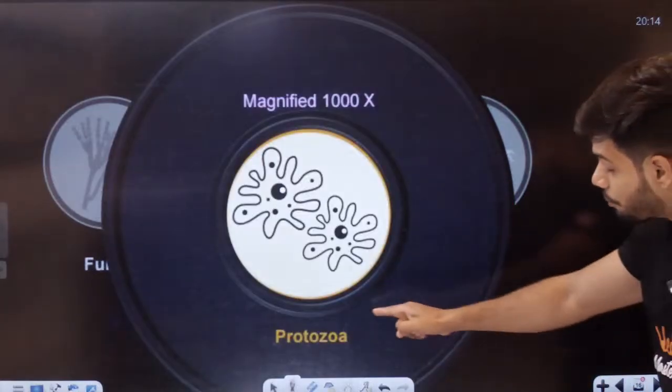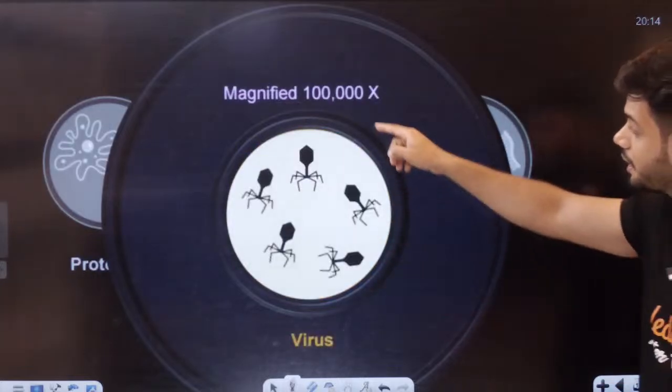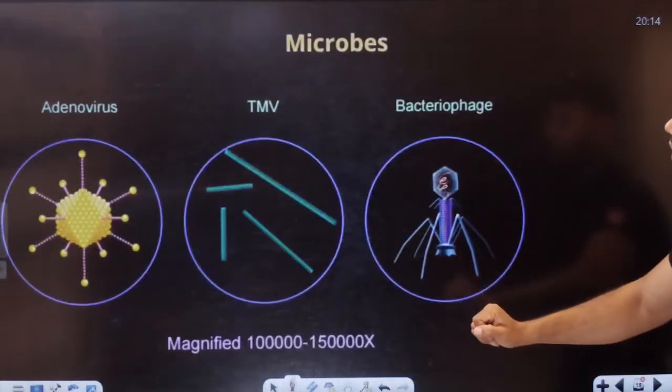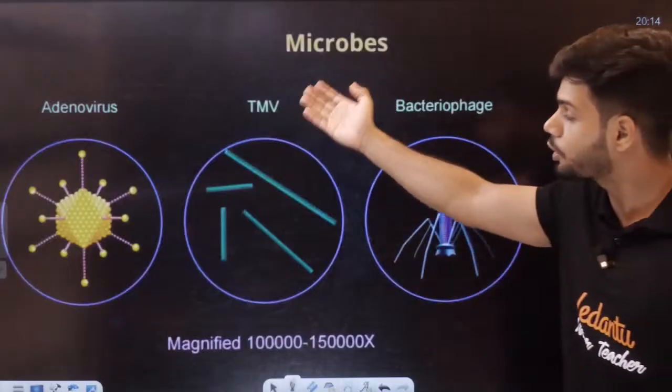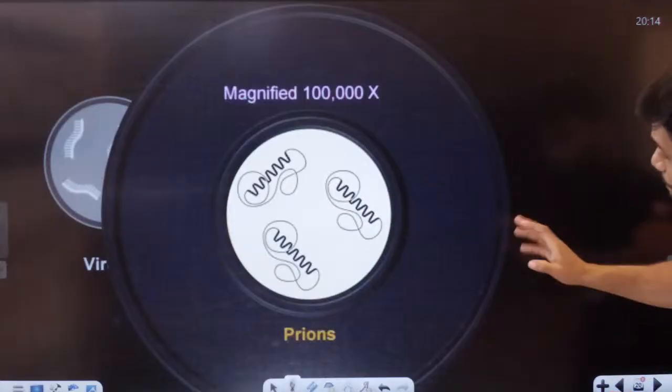Then we can see protozoans, that is your amoeba. Then we can see viruses in your higher magnification. We can see prions, we can see adenovirus, we can see bacteriophage, we can see tobacco mosaic virus. So students, next we can see viroids, prions.